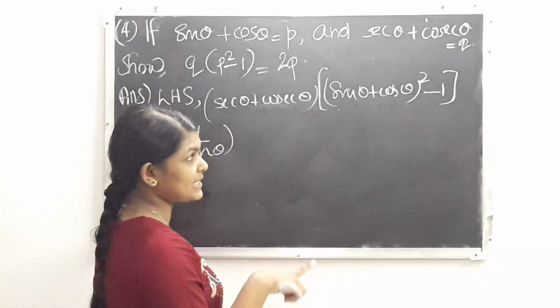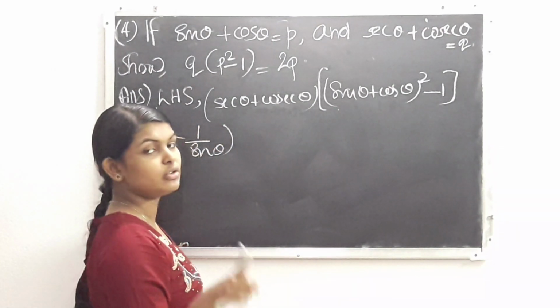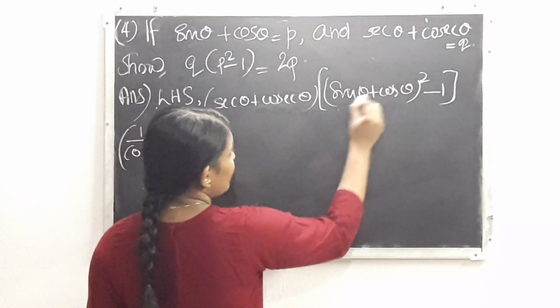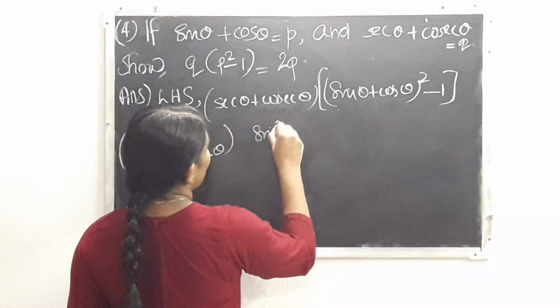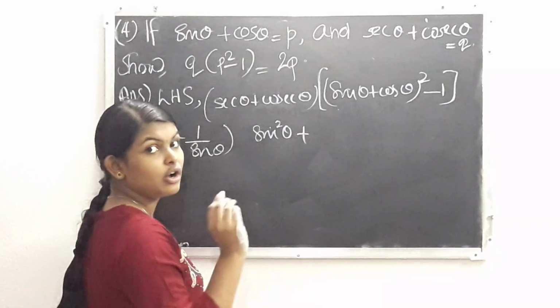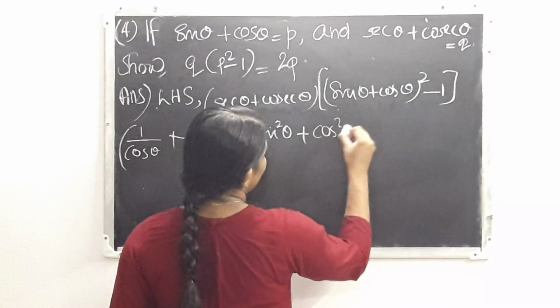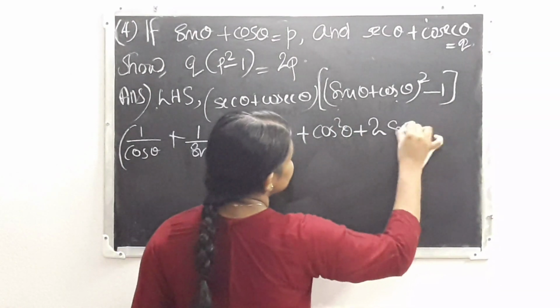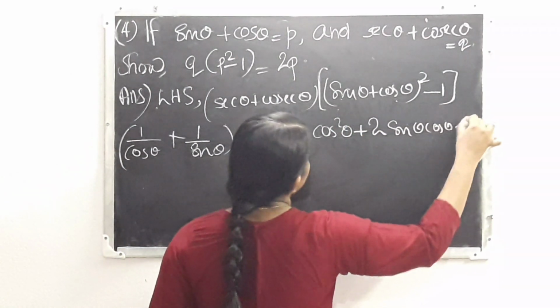So this sin theta plus cos theta the whole square is of the form a plus b the whole square. It will be equal to a square plus b square plus 2ab. So a square will be equal to sin square theta, plus b square is equal to cos square theta, plus 2 into a into b, that is equal to 2 sin theta cos theta, minus 1.